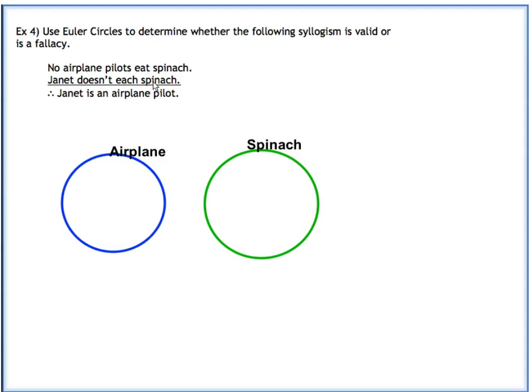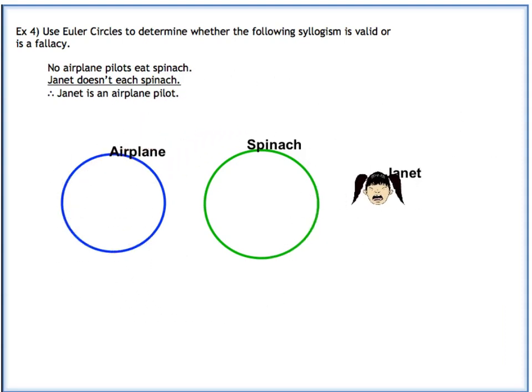Now next it says Janet doesn't eat spinach. Oh, here's Janet. She's crying because she doesn't like spinach. Oh, so she doesn't eat spinach. All that tells me is she cannot go inside the green circle, but she could be anywhere out here.